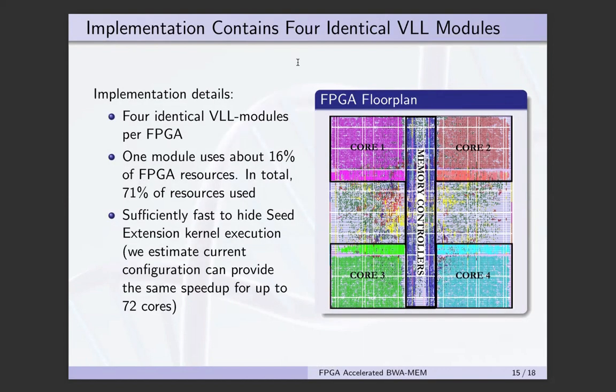This figure shows the floor plan of the FPGA. The figure shows that we implemented 4 identical variable logic length modules on the FPGA. Each one of these modules requires 16% FPGA resources, which means that in total, the accelerated systolic arrays require about 70% of resources. There is still space on the FPGA for more logic, but these 4 cores were enough to fully parallelize the implementation of the seed extend on FPGA with the CPU.